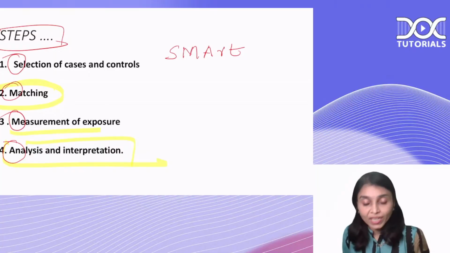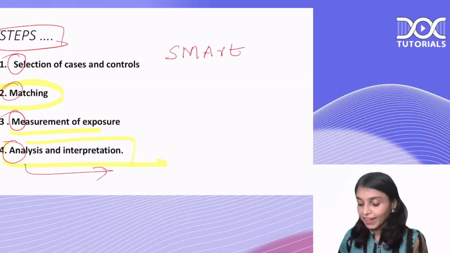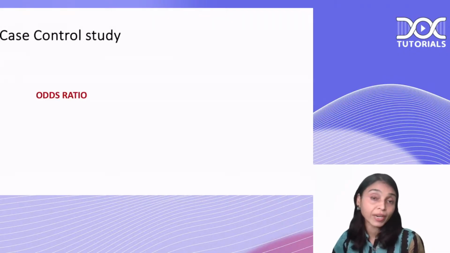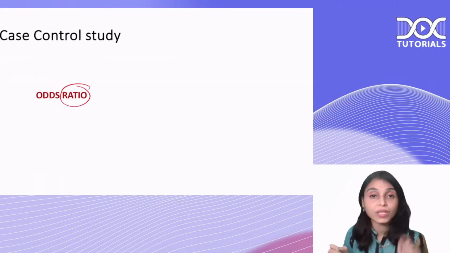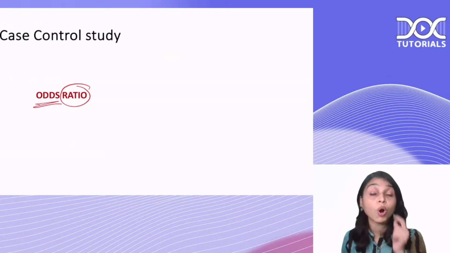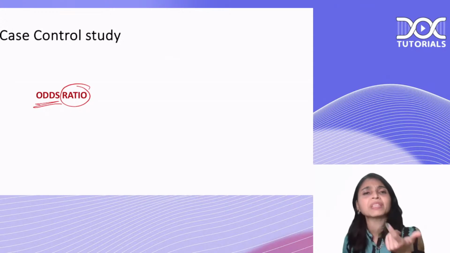And what is the final analysis? Final analysis is in the form of odds ratio, right? You have heard about odds ratio. You know what is ratio? There is a numerator and denominator, and numerator is not a part of denominator. Now, what is odds? Odds is something which is again familiar, something that we normally use.